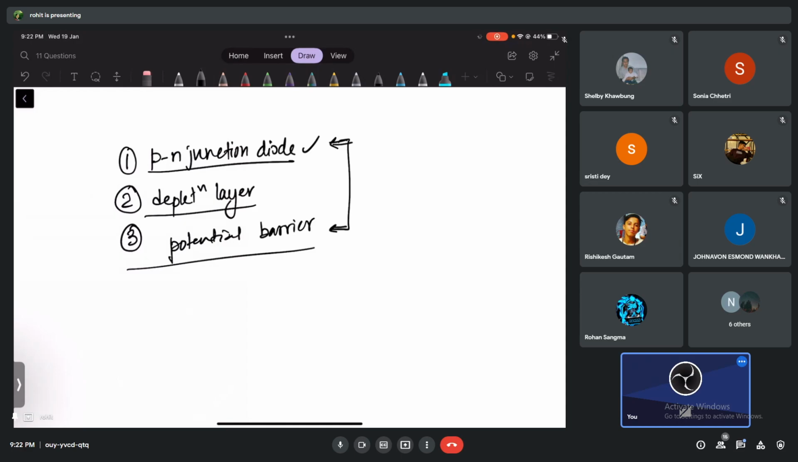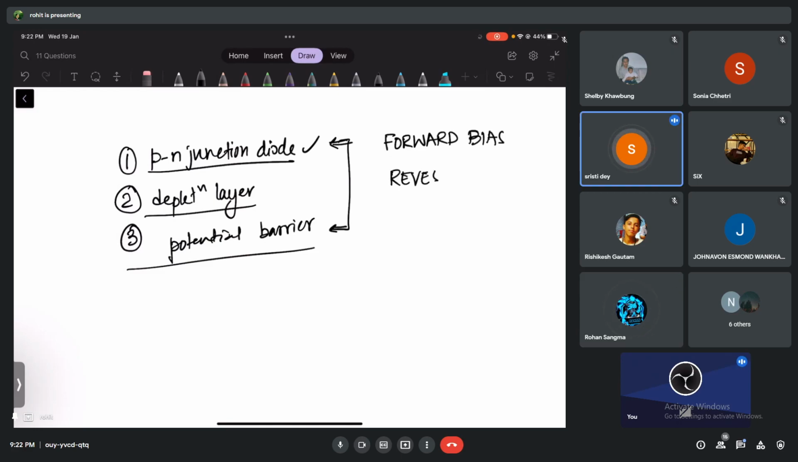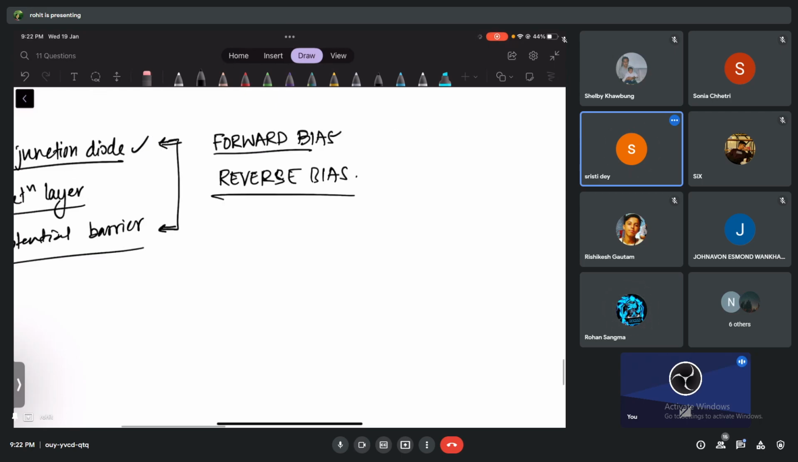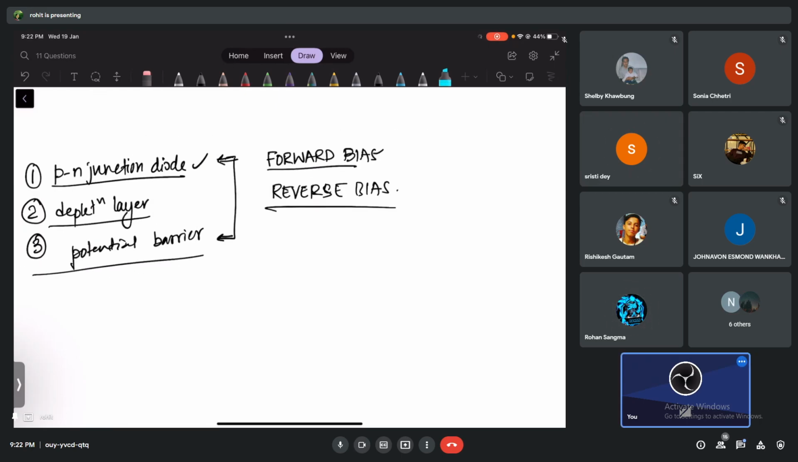What is the next thing we did? First we did forward biasing. Second we did reverse biasing. In which biasing do majority charges cross? Forward bias. In which biasing do we have less resistance? Forward. In which biasing do we have a small depletion layer? Forward. In which biasing do we have a bigger depletion layer? Reverse. Reverse, very good.